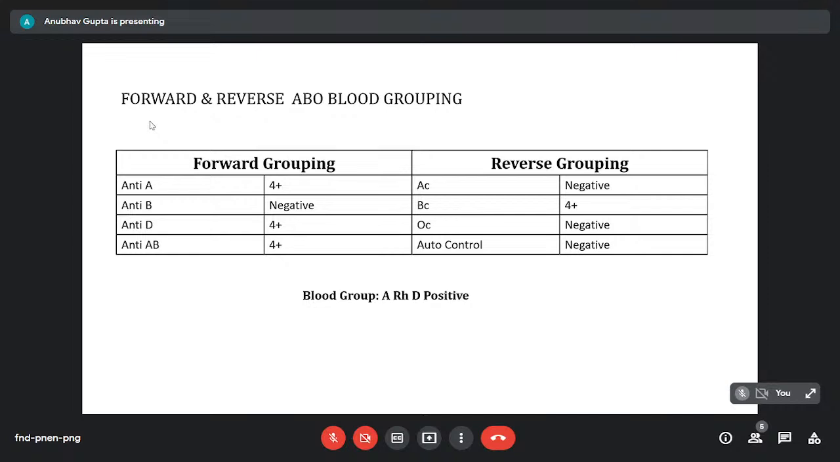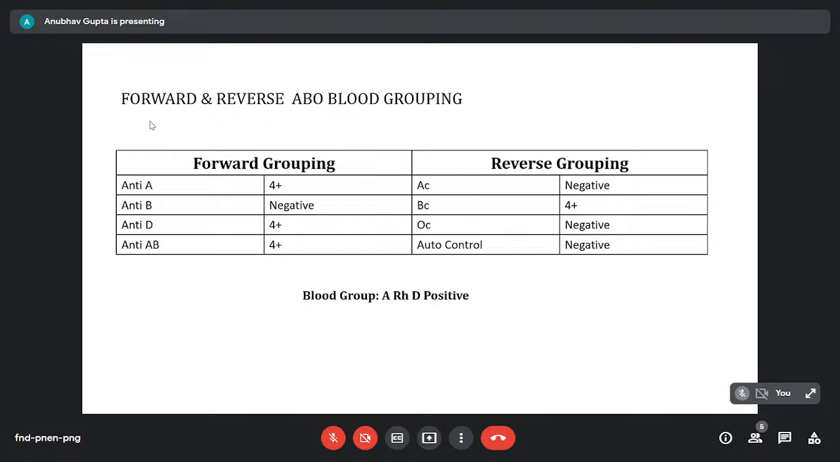For example, just focus on the reverse grouping. B cells are the known cells, and you are adding the serum with the unknown antibody, but it is reacting with the B cell and it is not reacting with the A cell. Then you can say that the patient or donor has anti-B. The patient or donor does not have anti-A, it has anti-B, and anti-B will be present in the serum or in the plasma only when the patient or donor is A.